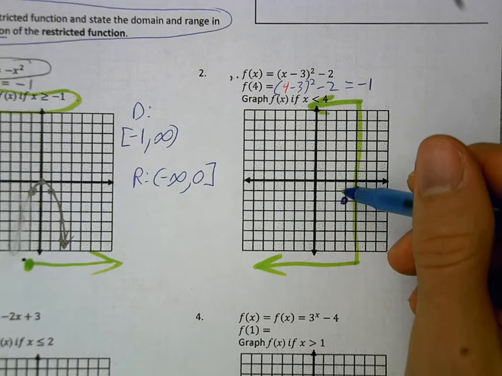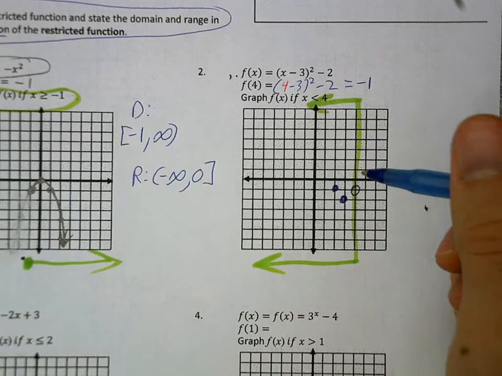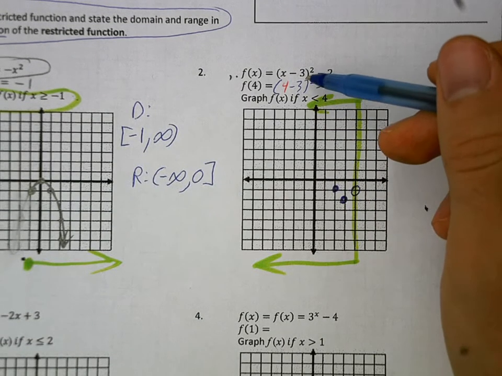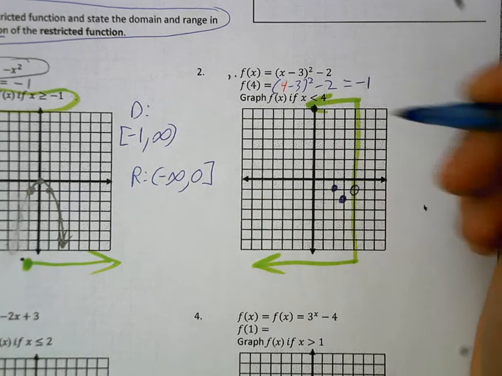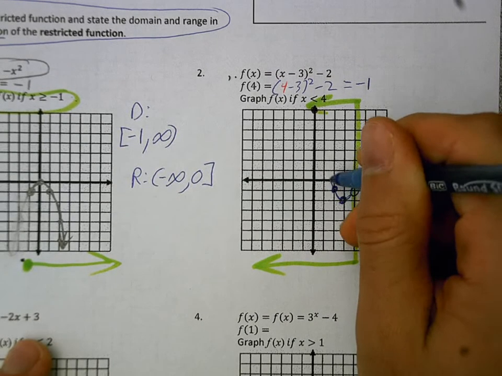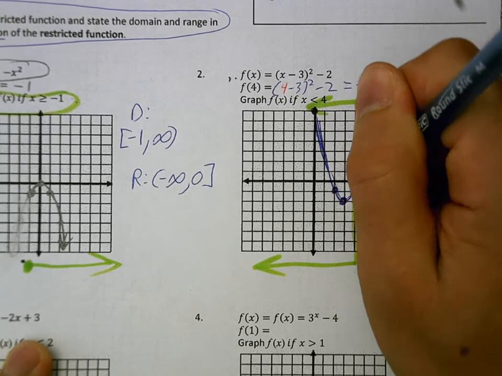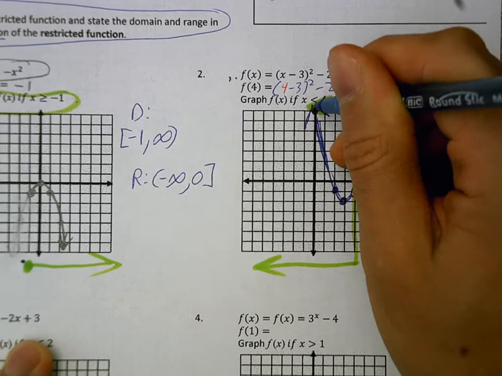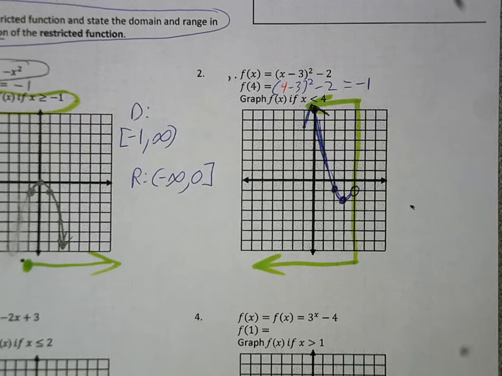I can put a couple other points down as well. Maybe put in 2, I'd get out negative 1. If I put in 0, we did this in a previous class, you get negative 3 squared is 9. 9 minus 2 would be 7. We're way up here, right at the edge of the graph. So that's enough for me to say, okay, here's my U shape. Try to make it as U-shaped as possible. And here, do put an arrow at the top showing that we don't stop there. Are there any questions with that one? It's essentially the parabola just stopping at x equals 4.